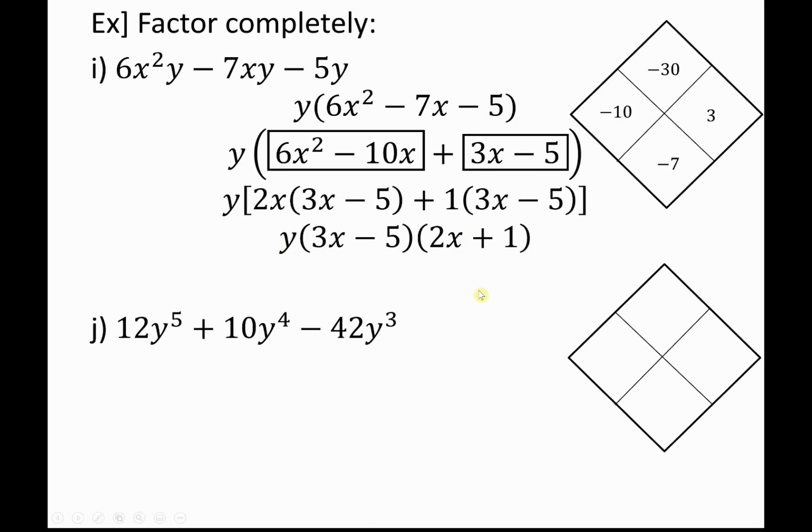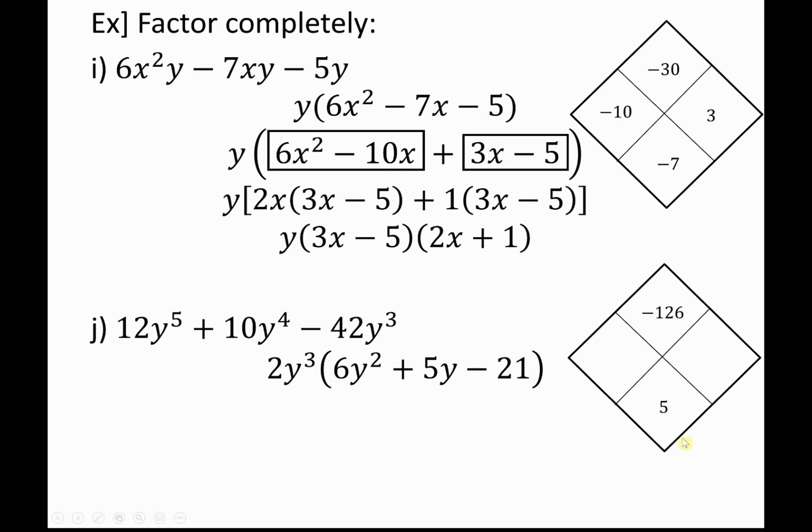All right, for example J, again, we have a GCF to initially pull out, and it looks like it'll be 2y to the third power, if I'm not mistaken. Yep, there we go. And here's the remaining second degree trinomial. Oh, yeah, that's a big number. 6 times negative 21, that gives you negative 126. And then a 5 down here.